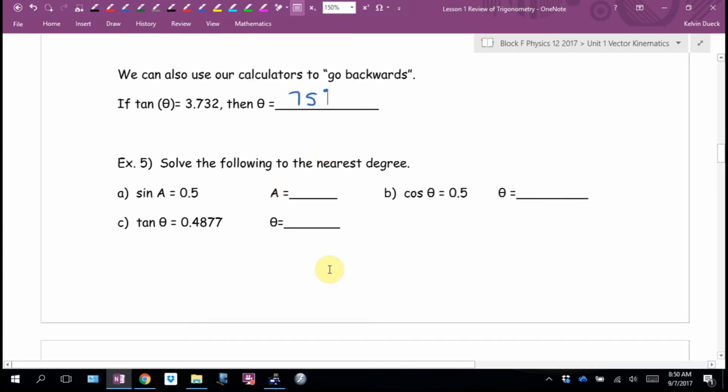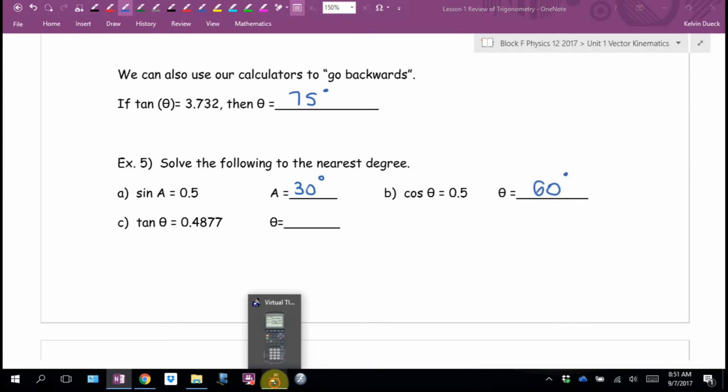Fill in the next 3 angles, please. If sine of A is 0.5, tell me angle A. If cosine of theta is 0.5, tell me theta. And if tangent of theta is 0.4877, tell me theta. This one I don't have memorized.